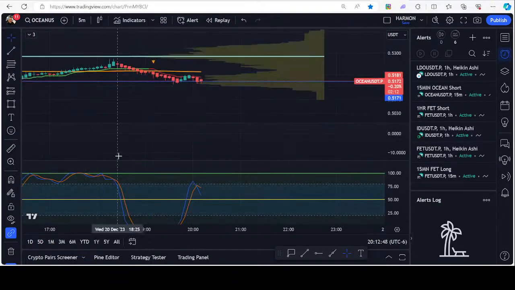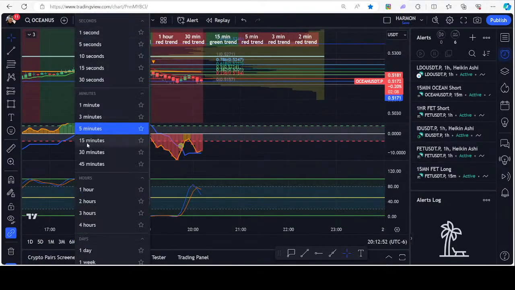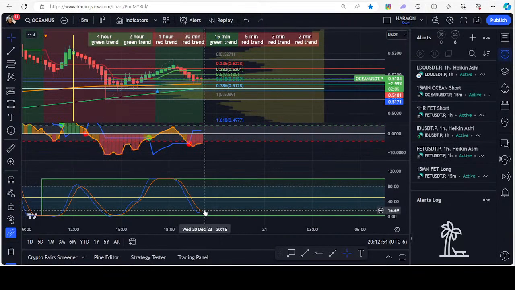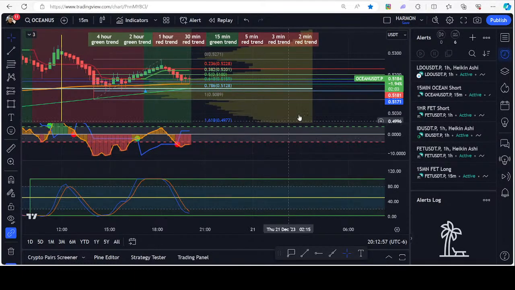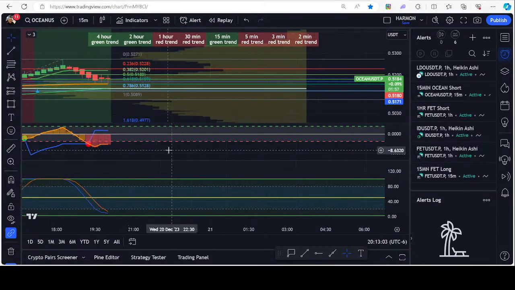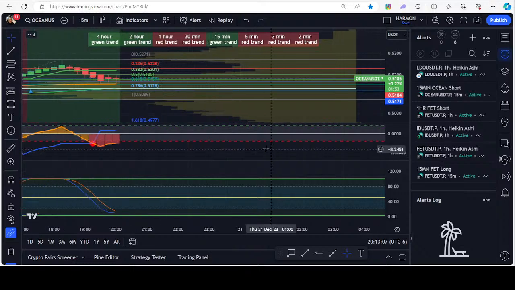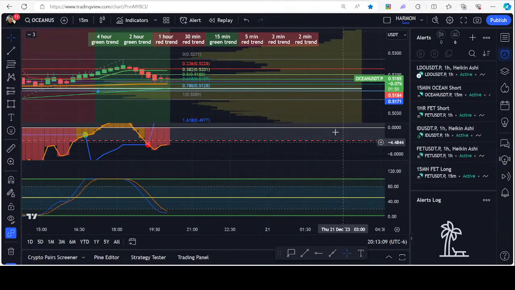So no matter what, 5 minutes coming down, 15 is kind of like an in-between, but 15-minute is starting to bend there. So it looks like Ocean's going to have its little bounce.